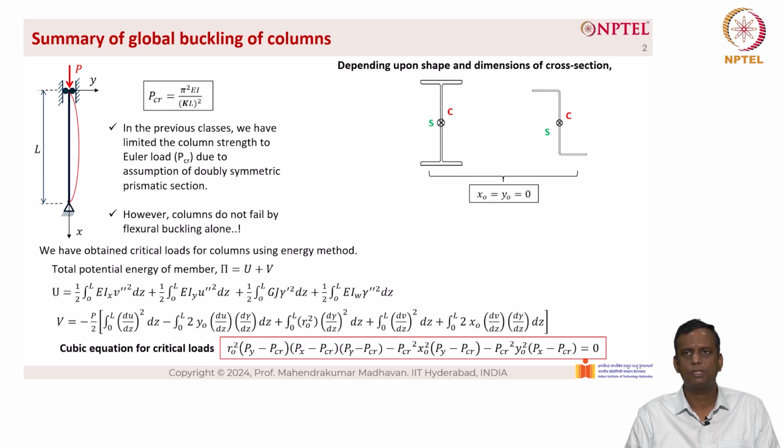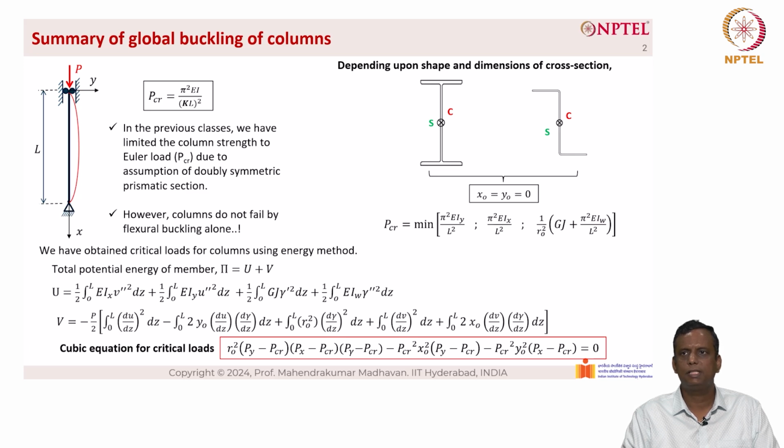Here, for these cross sections, the first section is an I section which is doubly symmetric, the second section is point symmetric. Here, the shear center and the centroid coincide, so x naught equal to y naught equal to 0. So, P critical is given as the minimum of pi square EIy by L square, pi square EIx by L square, and 1 by R naught square into GJ plus pi square EIw by L square. The first two terms correspond to flexural buckling. The third term corresponds to torsional buckling.